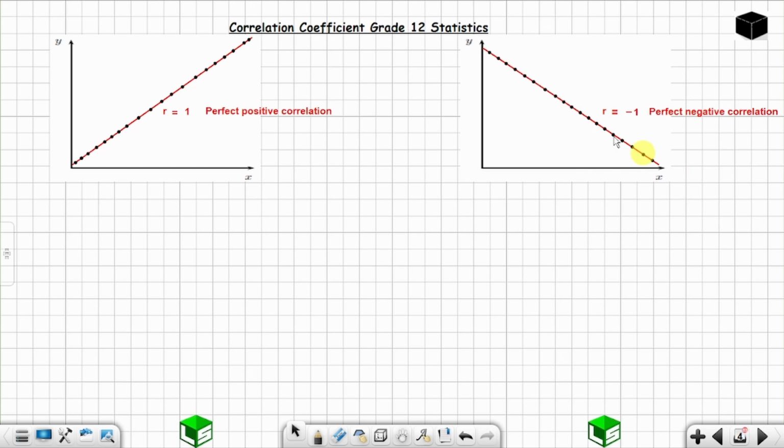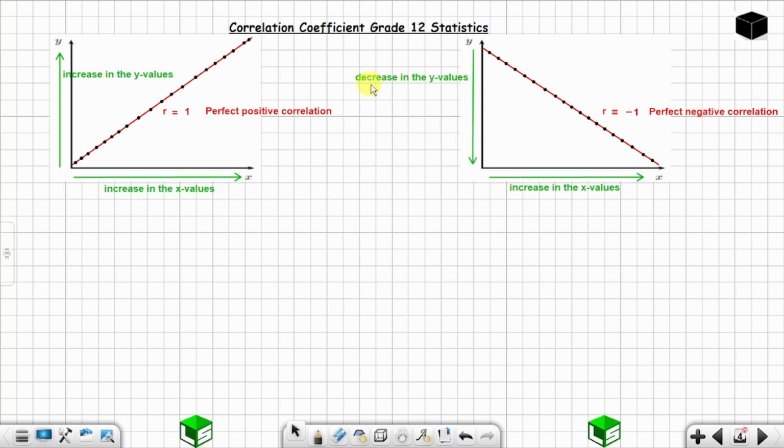Whenever you have a positive value, X values are increasing and Y values are also increasing. But whenever you have a negative value, there is an increase in the X values and a decrease in the Y values. As you try to draw this line, the X values are increasing and the Y values are decreasing. But here you have X increasing, Y increasing as you draw this line.